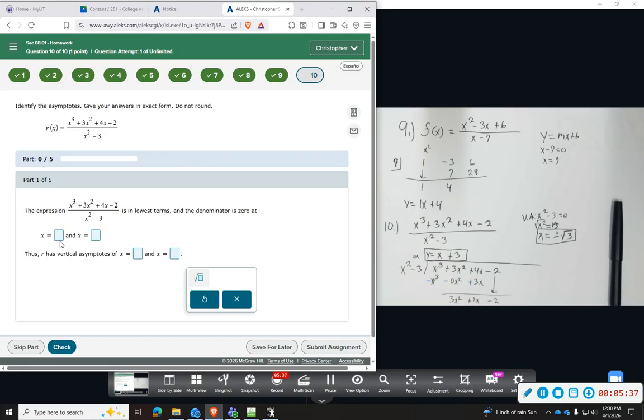So we have 2 x values. We get the square root of 3. I get the negative square root of 3. Thus, R has vertical asymptotes at x equals, so let me see, the expression is in lowest terms, set the denominator equal to 0. So yeah, we've already solved it, so it's just repeating, looks like.